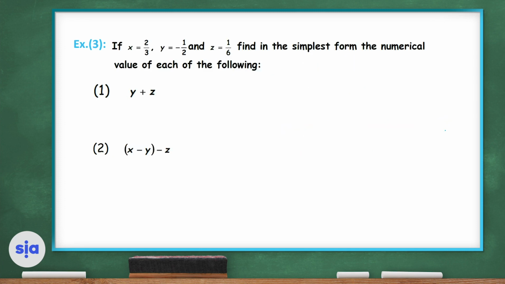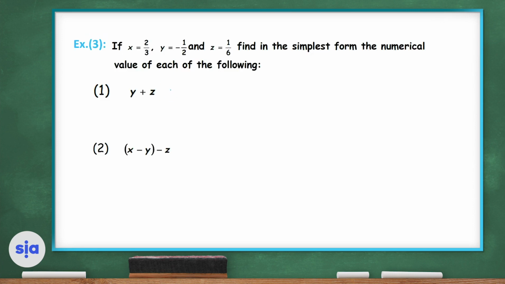Another type of question in exercise 3, we have the three values. x is 2/3, y is negative half, and z is 1 over 6. The question wants us to find in the simplest form the numerical value of each of the following.